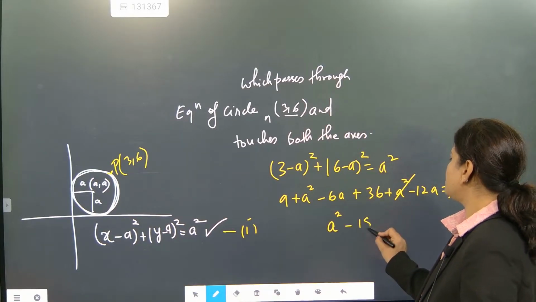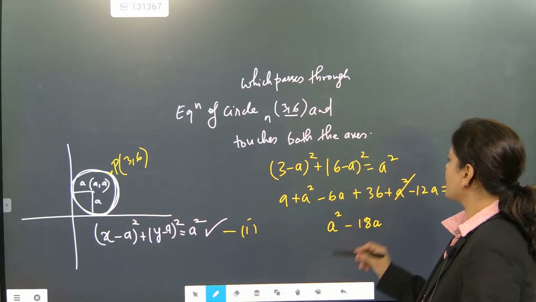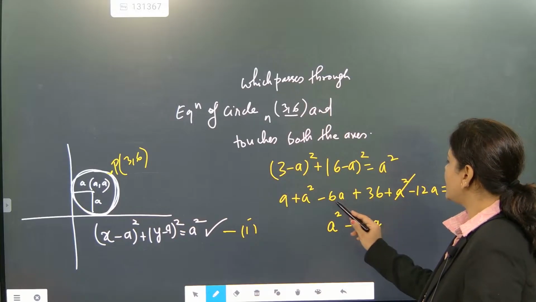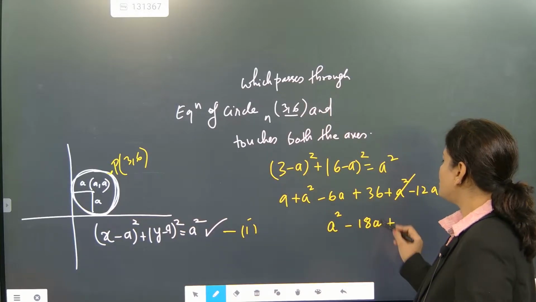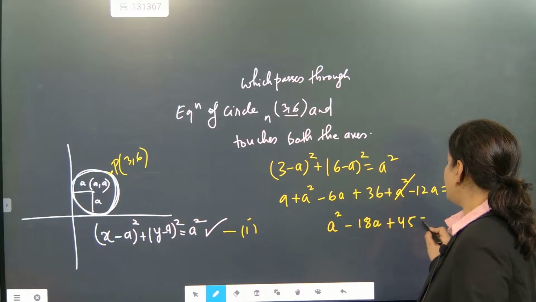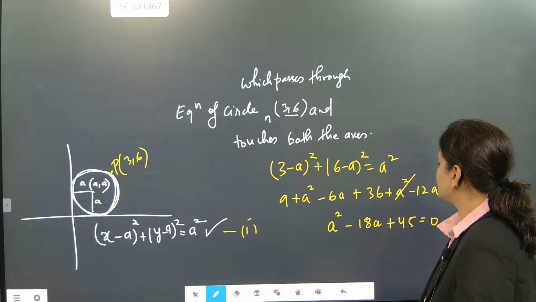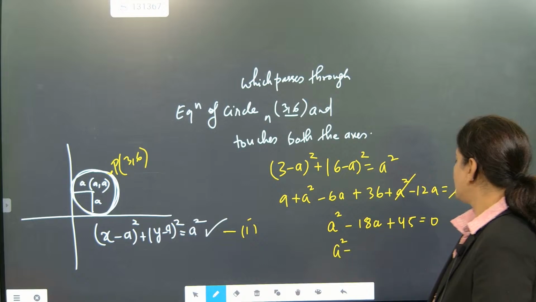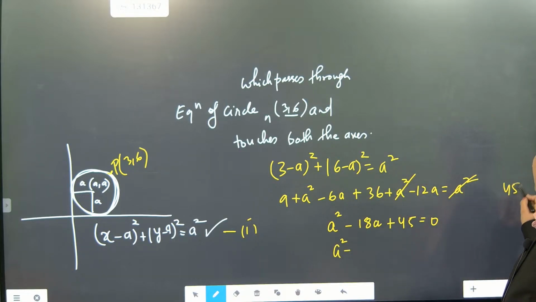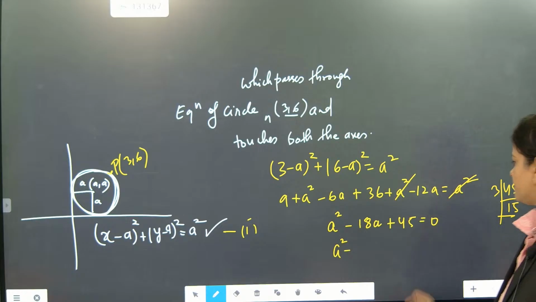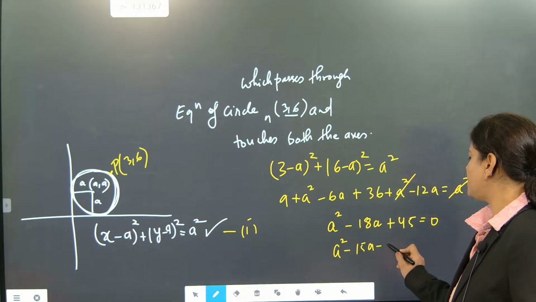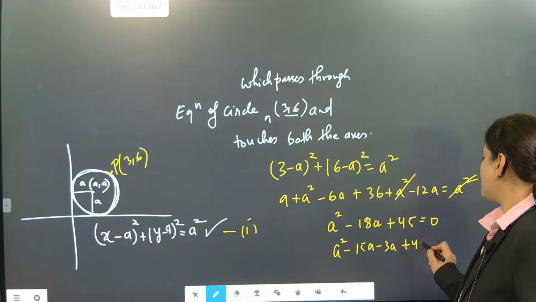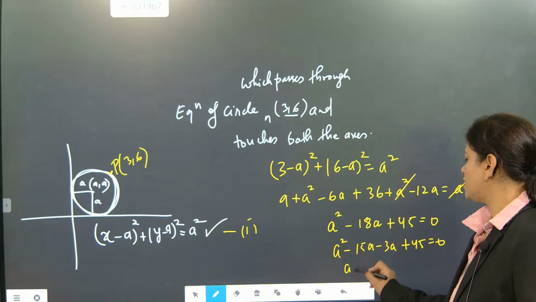a square minus 6a and minus 12a, how much will it become? Minus 18a. And then here it is 9 and 36, how much is it coming to? 45, can I write? So 45 is 3 times 15, done. a square minus 18a plus 45 equal to 0.